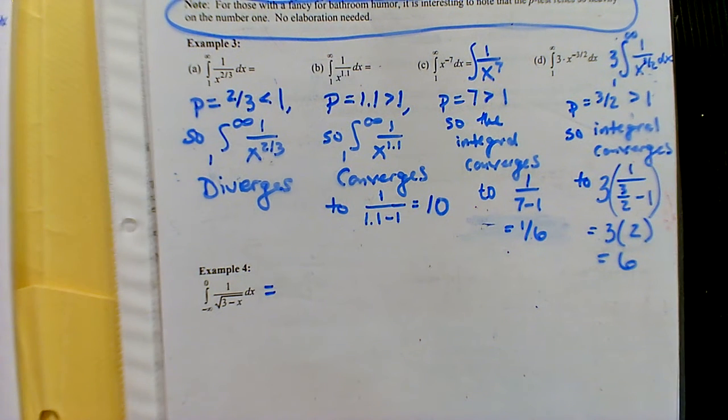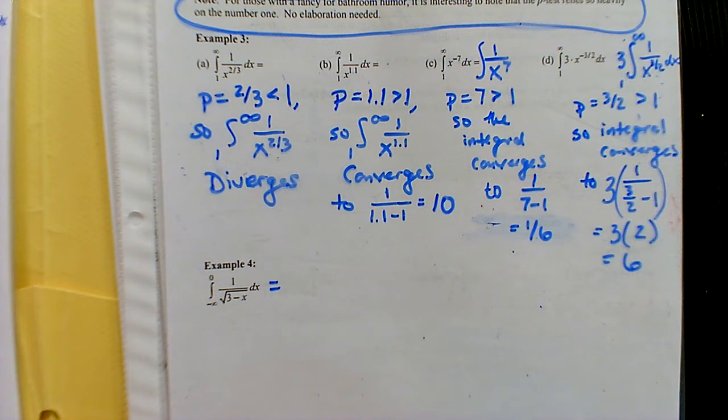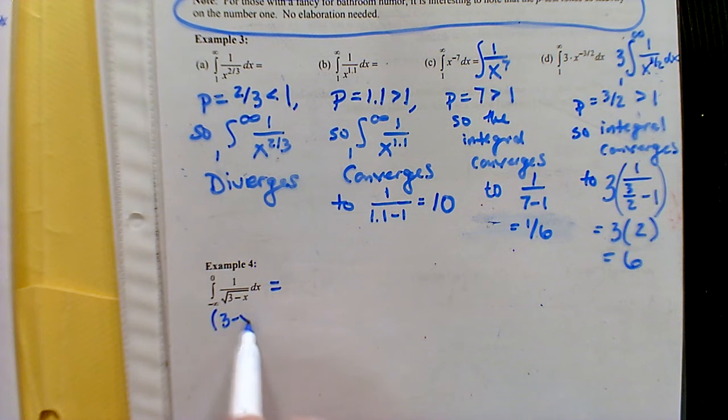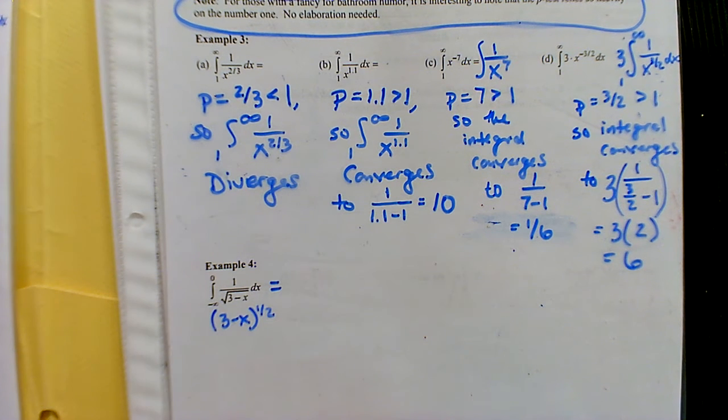This one's not exactly a p-series, right? It kind of looks like it. We have 1 over something with x to a power, because you can rewrite that as a 1/2 if you wanted to. But since this isn't a p-series exactly, we should probably go through the actual integration to help us figure out if it converges or diverges.